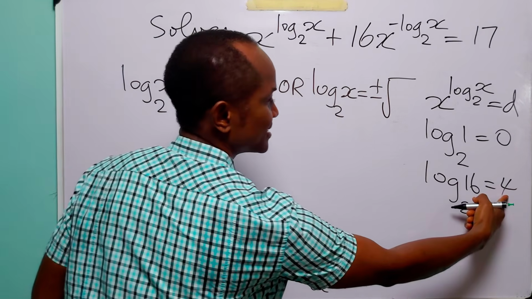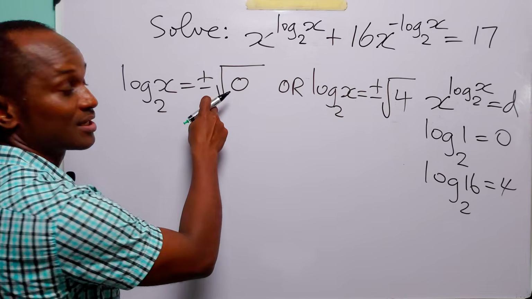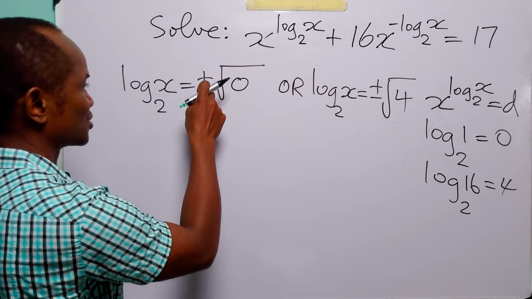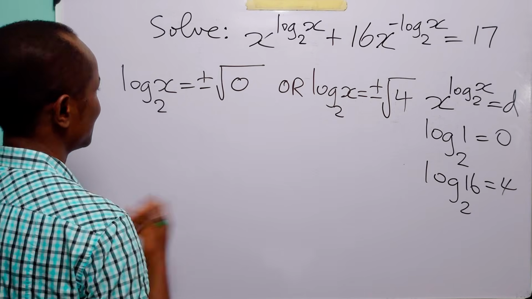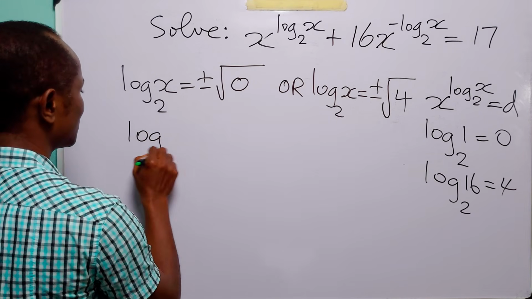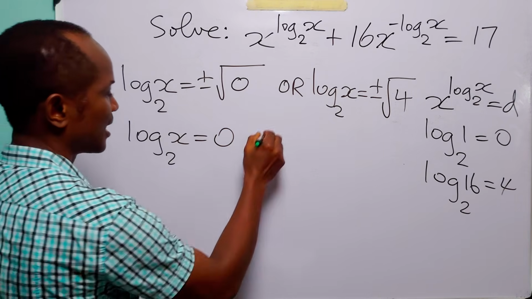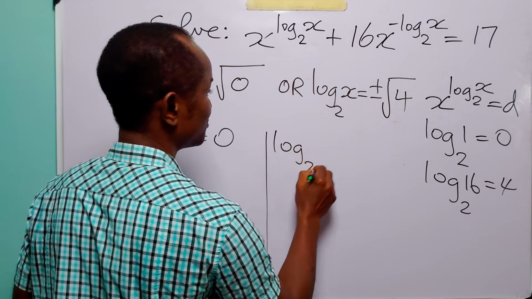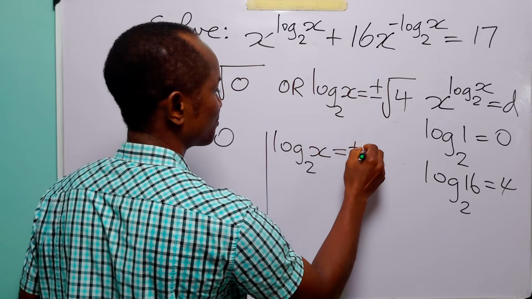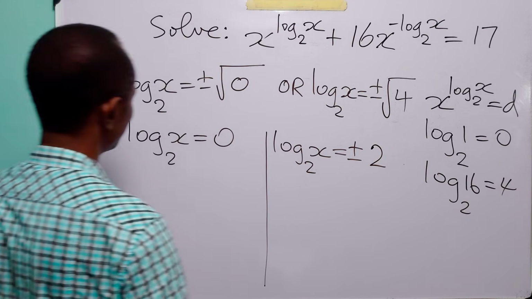In the second case, the value is equal to 4. Of course, in the first case, you know that plus or minus the square root of 0 is meaningless, so we just have that log to base 2 of x is equal to 0. And in the second case, we have that log to base 2 of x is equal to plus or minus the square root of 4, which is 2.